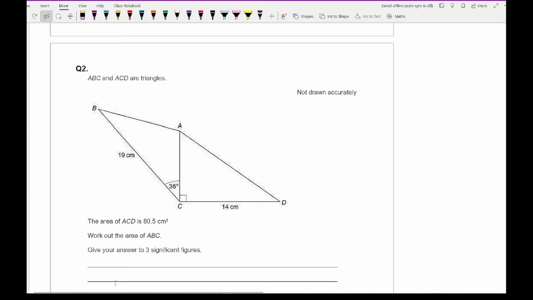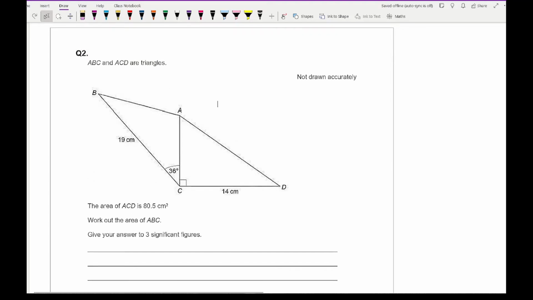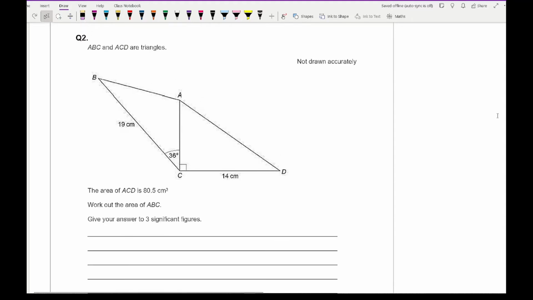area of ACD is 80.5, and we need to work out the area of triangle ABC. We need to give our answer to 3 significant figures. Now looking at the triangle of ABC, you can see here that we're not given the height of that triangle, so we're going to have to use the formula of a half AB sine C.